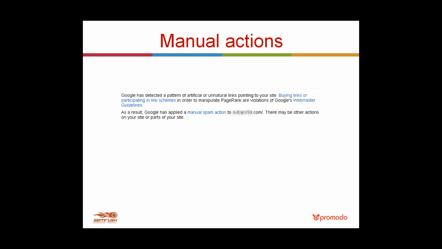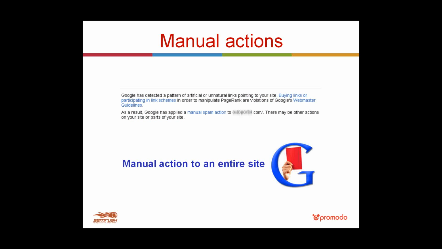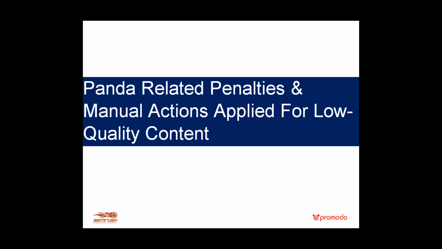So this means Google had enough. You were building so many bad and unnatural links that the Google Web Spam team decided to apply a manual action on the whole site, as opposed to the previous example when the manual action taken was very targeted. We will learn how to say sorry to Google a bit later, and first I would like to tell you more about Panda-related penalties and manual actions applied for low-quality content.